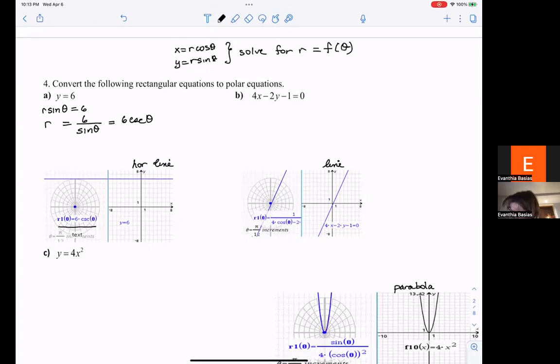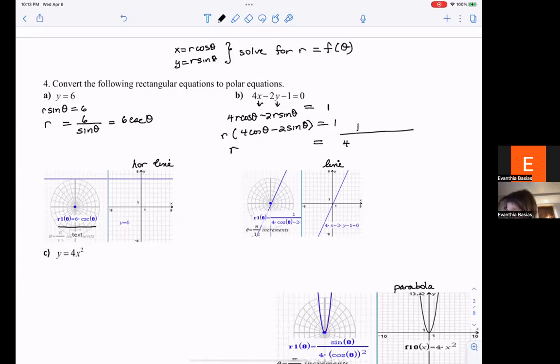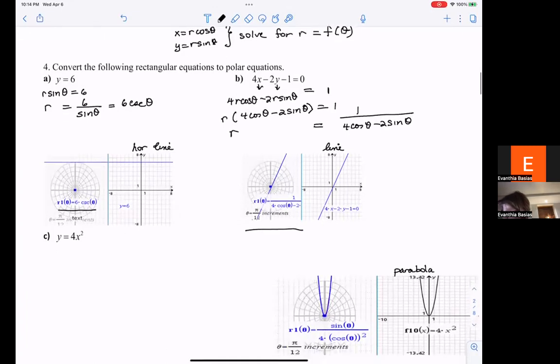All right, in the next one, we substitute x and y, and we're going to add 1 on the other side. So we get 4r cos theta minus 2r sine theta. Factor out an r. We don't need to factor out the 2 because our goal is to get r by itself. So we get r is equal to 1 over 4 cosine theta minus 2 sine theta. And there's the graph here, except the equation was cut off a little bit.